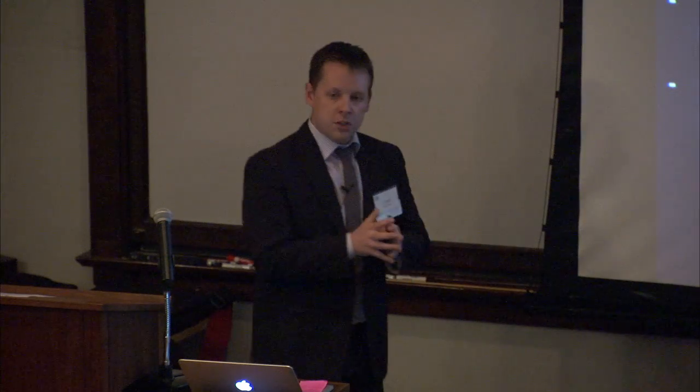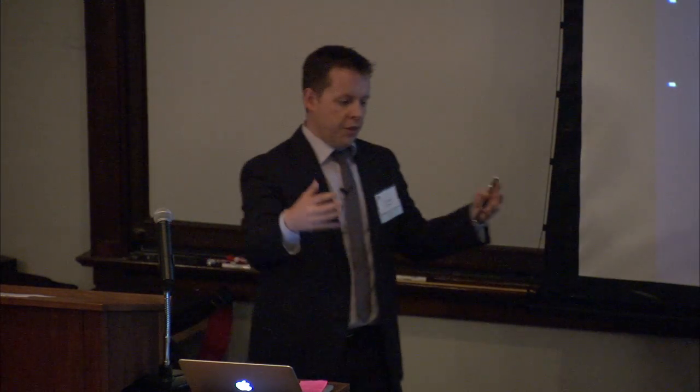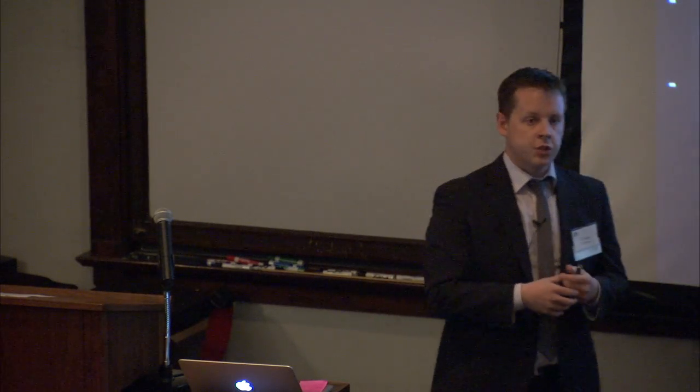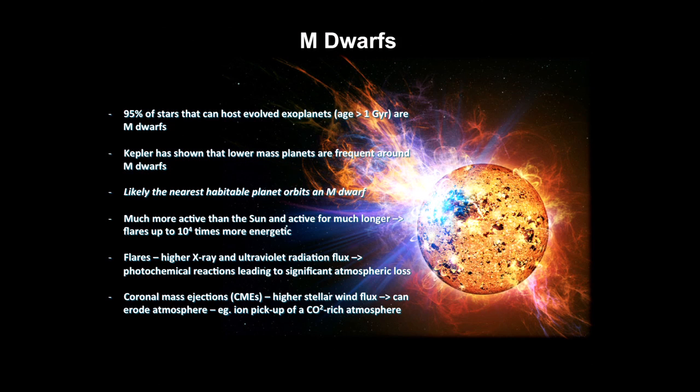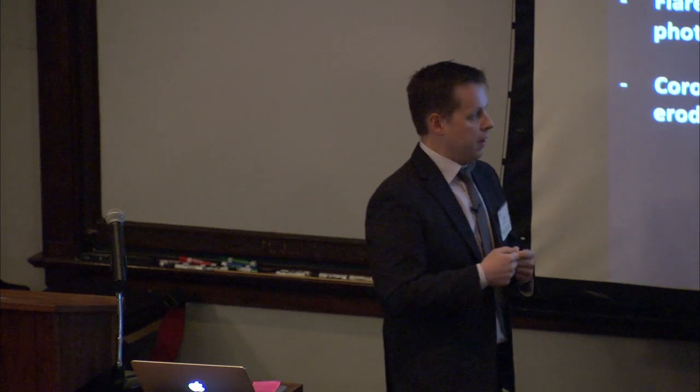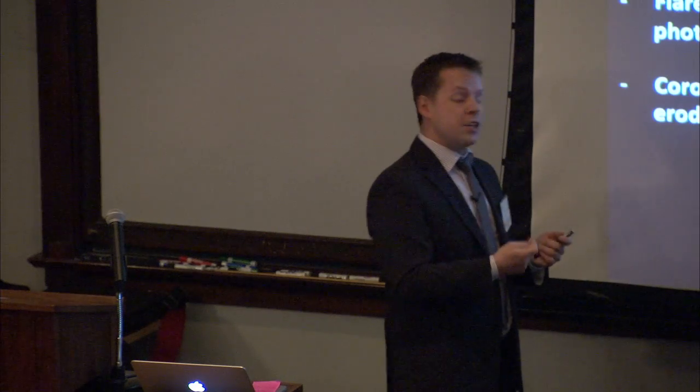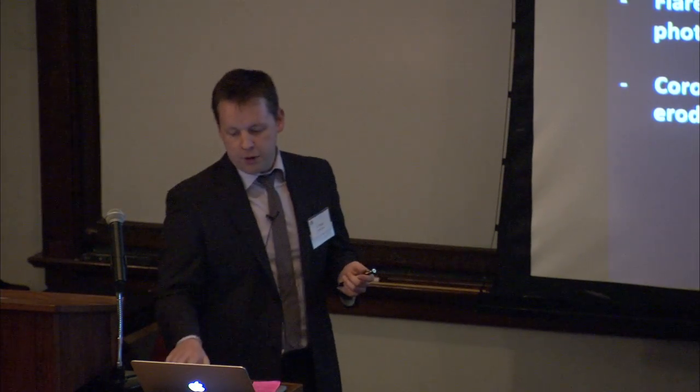And of course, they're much cooler and fainter than our sun. Therefore, the habitable zone is much closer, so you're getting a lot of radiation. That means higher X-ray flux and UV flux, which enables photochemical reactions that can lead to atmospheric loss. And then you have the particles. The ejected particle emission can also, in a different fashion, erode the atmosphere. So you have these two phenomena potentially causing problems for atmospheric retention.